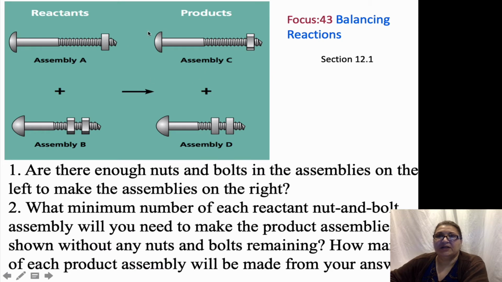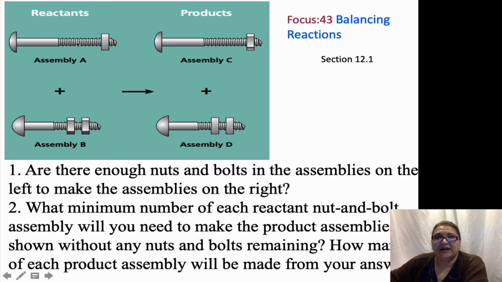So to get started, we're going to look at the focus for today. You have the reactant and you have a product. You have A plus B gives us C and D. Are there enough nuts and bolts in the assemblies on the left to make the assembly on the right?